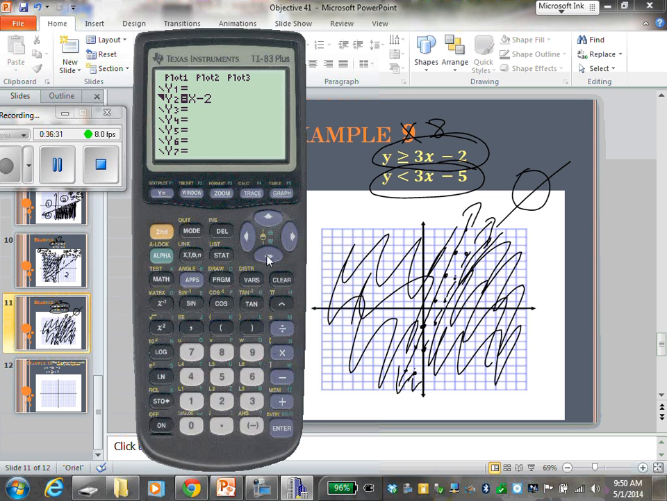Let's clear it out. Let's put in 3x minus 2, and let's put in 3x minus 5. Check, check. Where do I make the top one graph? Above or below? Above, because it's greater, and the bottom one is below it. Okay, everybody good with that?